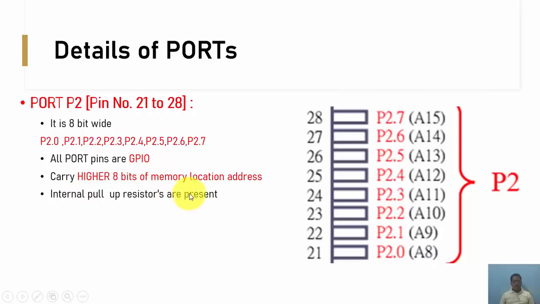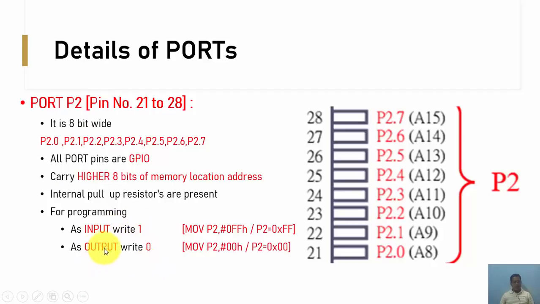Internal pull-up resistors are available for port P2, so it is not necessary to connect external pull-up resistors. And like P0 and P1, for programming, when we want to configure port P2 as input, we are supposed to write 1 on each port pin, and to configure as output, we write 0.